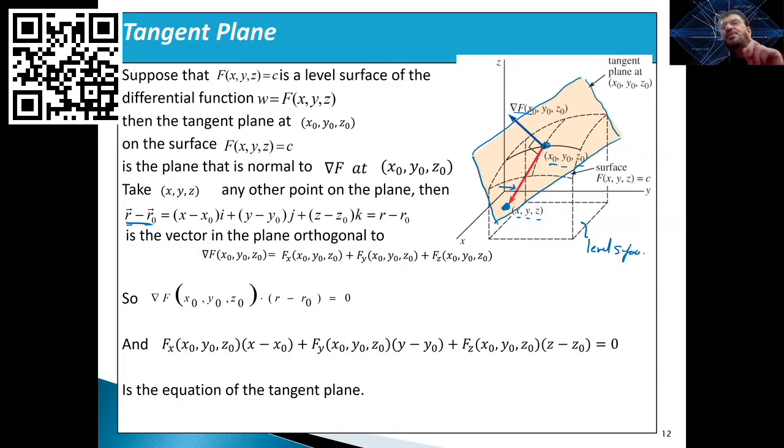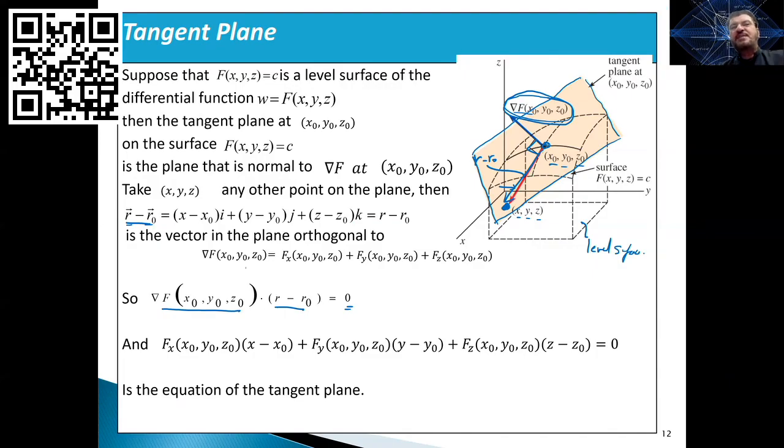Now, what do we know? We know that the gradient is perpendicular to what? To the surface. So it must be perpendicular to what? To the plane at that point, isn't it? Which means it is also perpendicular to this vector that is on the plane. Because they are perpendicular, if I took the gradient at this point and took the dot product with this vector, which by the way is r minus r naught, what do we get? We should get 0.